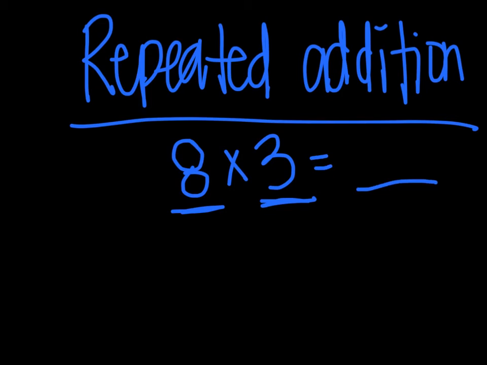So with repeated addition, you take the multiplication problem and turn it into an addition problem, just as it says, and you're repeating a number. So if I have 8 groups of 3, I'm going to write 3 8 times.